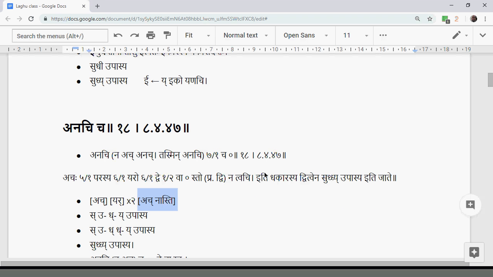So yar can optionally become double. Then anachi cha has been said. So what is the meaning? Whether ach is there or not there, that's all we should ask. What is following? Ach should not follow. That's all. Whether hal follows, or avasana, we do not care. Is ach following? The answer is no, ach is not following. Then apply the sutra. That's it.